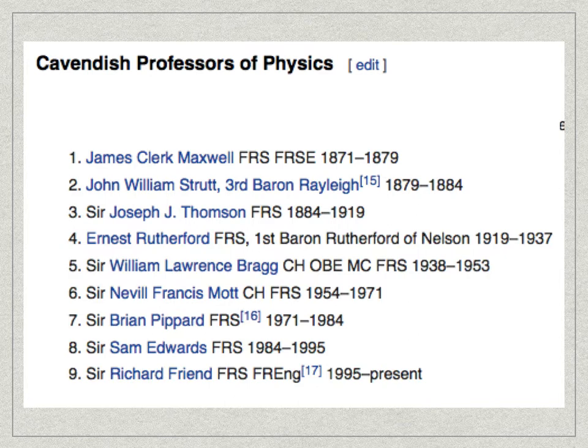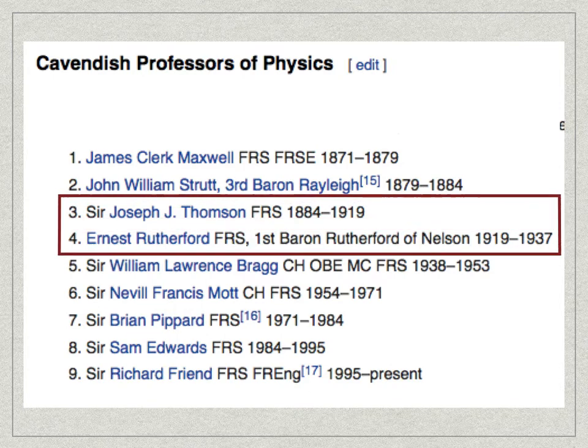James Clerk Maxwell is famous for a bunch of work he did on electromagnetic radiation, but we want to focus in on these two guys, J.J. Thompson and Ernest Rutherford. Rutherford actually worked for Thompson at Cavendish, went away and did some other research in Australia, and then came back to take the professorship after Thompson retired. So Joseph J.